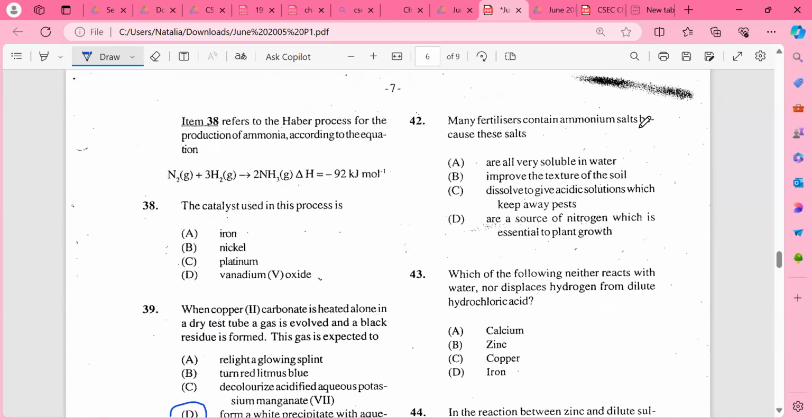Many fertilizers contain ammonium salt because these salts are a source of nitrogen, which are essential to plant growth. Which of the following neither reacts with water nor displaces hydrogen in dilute sulfuric acid? So we're looking for something below hydrogen in the reactivity series, sorry. So that's gonna be copper.